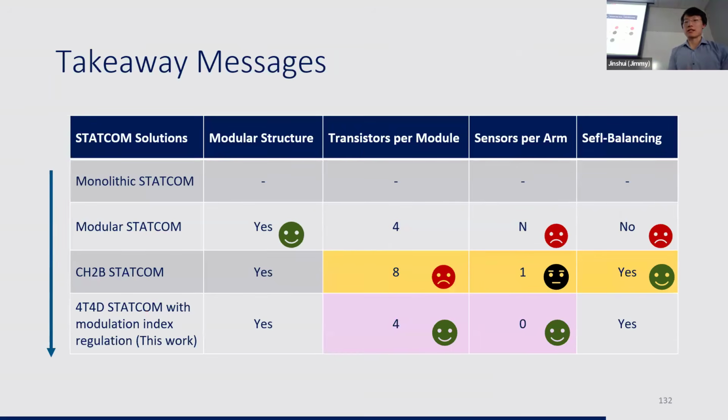And here's what we did in this section. Modular power electronics is a great framework for StatCom applications. And the SAGE-2B topology was introduced several years ago to simplify sensor needs. But the price is 8 transistors per module, and it still requires one sensor for each arm. And we replaced the module topology with 4T4D, so we only need half as many transistors. And we also improved the control approach to get rid of the last sensor.